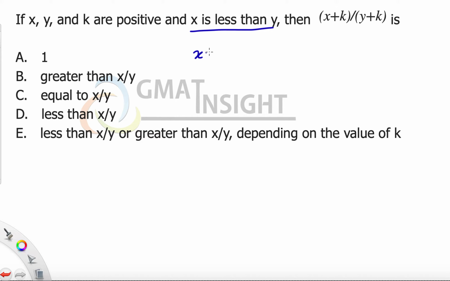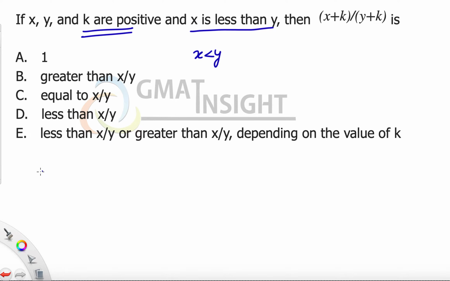Y, then x plus k over y plus k is what? Okay, and k is a positive number. So here we can just quickly do an experiment to understand the concept. I can answer this question just straight away, but still we need to understand the concept.